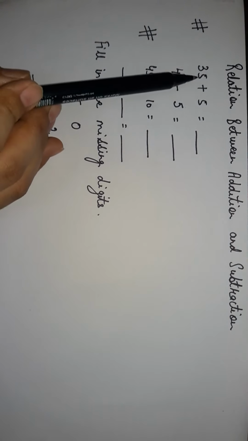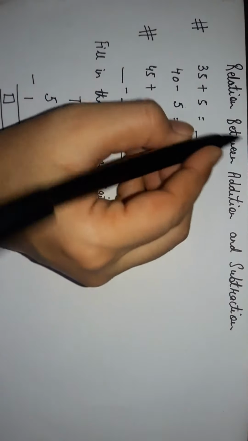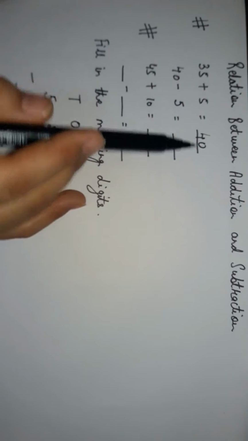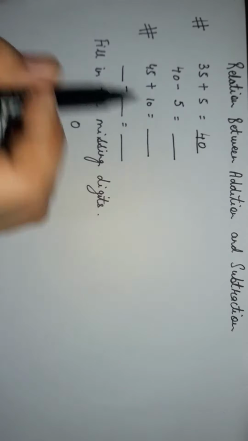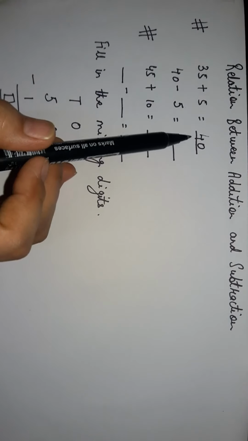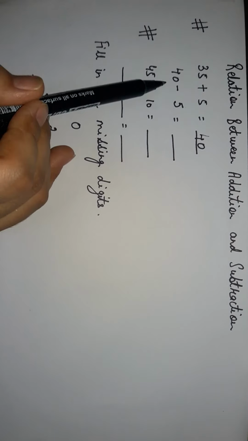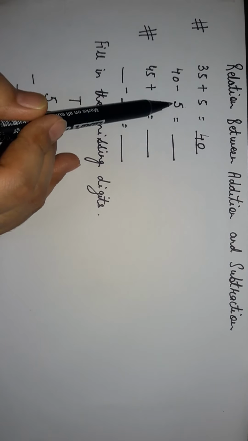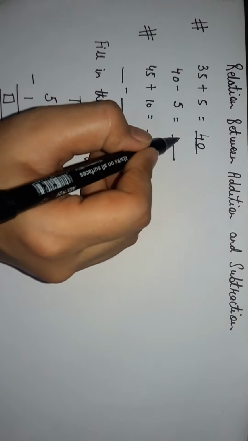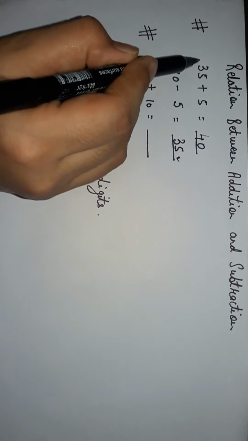The first number I have written is 35 plus 5. So 35 plus 5 equals 40. If we use the same statement and change it, we can subtract. How will we subtract it? Here the sum is 40, so we'll use the sum 40 and from this 40 we'll subtract 5. So what will we get? 40 minus 5 gives 35.